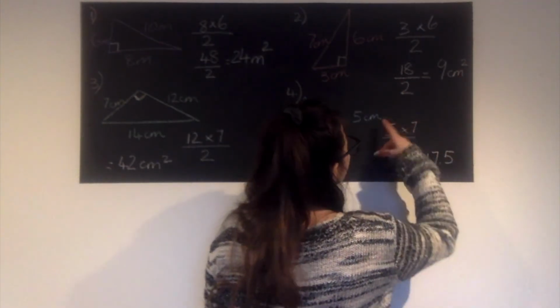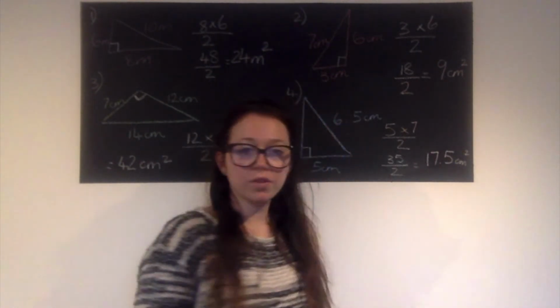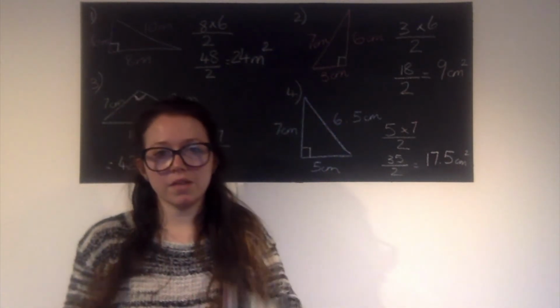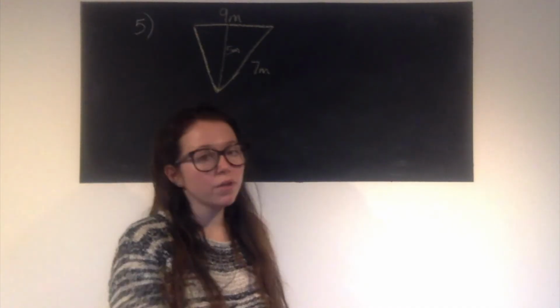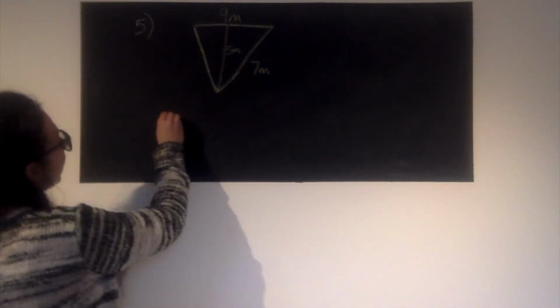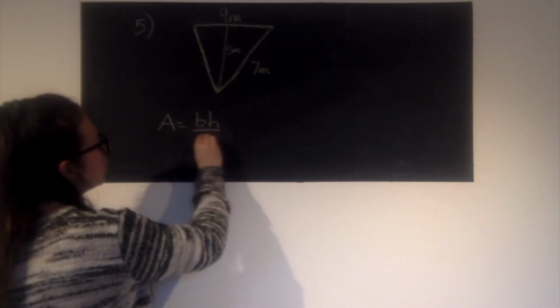17.5 centimetres squared. Well done if you got those. That's the first 4. Now let's have a look at the last one. Okay, this is the last shape. We still follow the same formula. So remember, area equals base times height divided by 2.